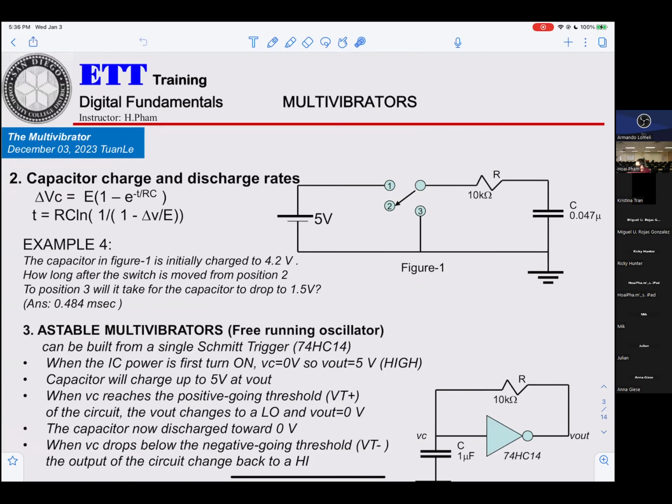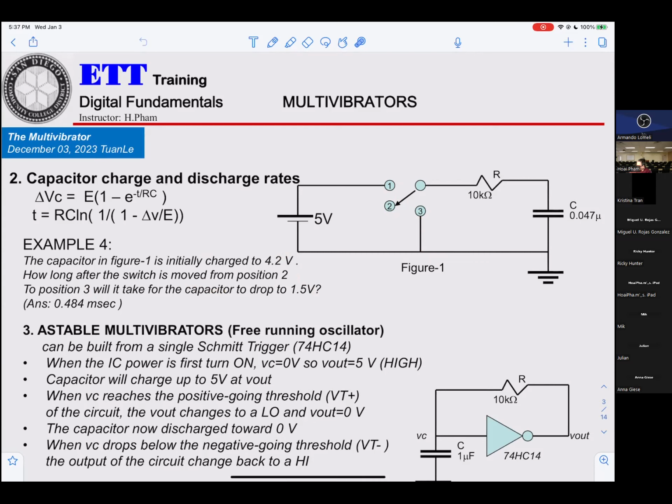Okay, same one. Then you can try to do it. They say the initial charge is 4.2. How long after the switch moves from position 2 to position 3? That means they already connected 2 to 3, and now they move to 3, which means to the right, for the capacitor to drop 1.5.